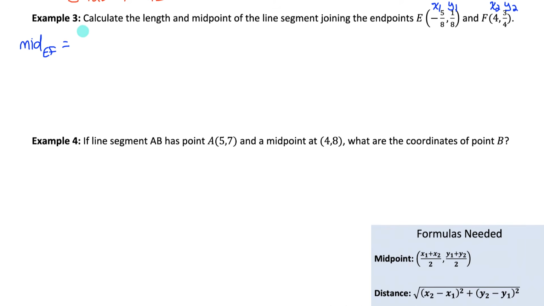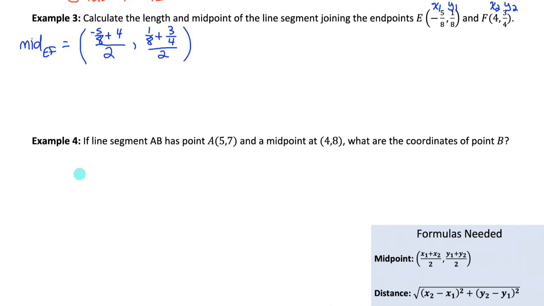If I follow my formula for midpoint, I need to average the x-coordinates by adding them and dividing by 2. So I have to do -5 over 8 plus 4, over 2. That will get me the x-coordinate of the midpoint. To get the y-coordinate of the midpoint, I need to find the average of the y-coordinates of the endpoints. I'll do y1 plus y2 over 2. That's 1 over 8 plus 3 over 4, over 2.